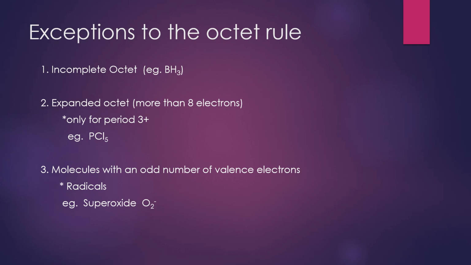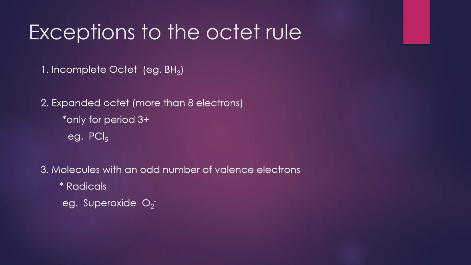And the exceptions to the octet rule. Now, this is going to help you answer questions for the pre-lab for lab 13. So there are 3 different exceptions to the octet rule when we are drawing Lewis structures. One is an incomplete octet. So what that means is sometimes you have elements that don't need 8 electrons to be happy.